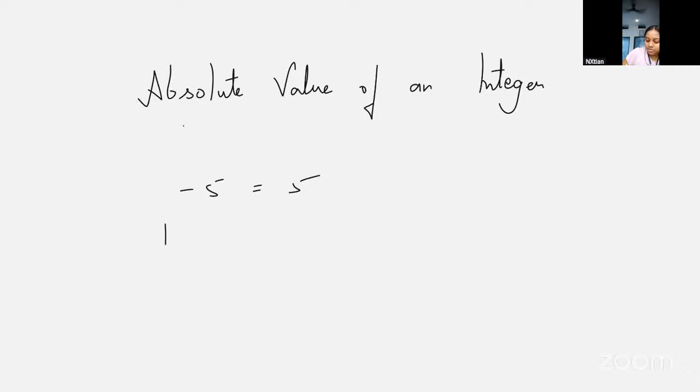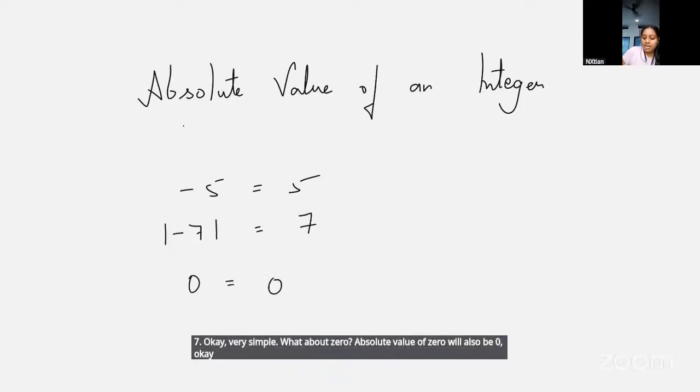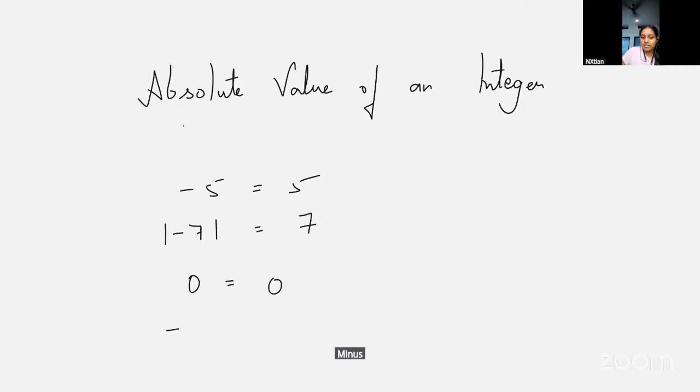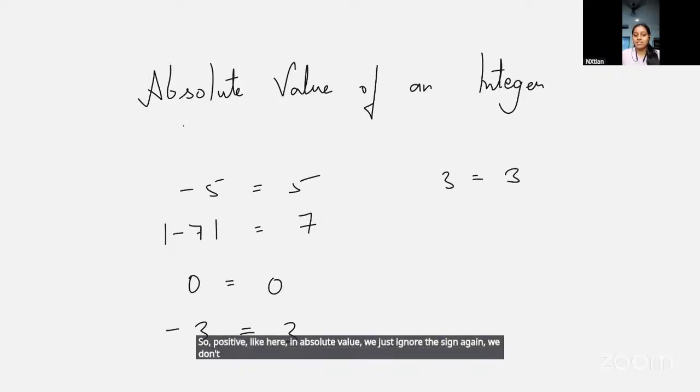It is shown by using two lines as a bracket. If it is written like this, it means tell the absolute value of -7. I can write the absolute value as 7. Very simple. What about 0? The absolute value of 0 will also be 0. The absolute value of -3 will be 3. What about positive numbers? The absolute value of 3 will be 3 only. So in absolute values, we just ignore the signs.